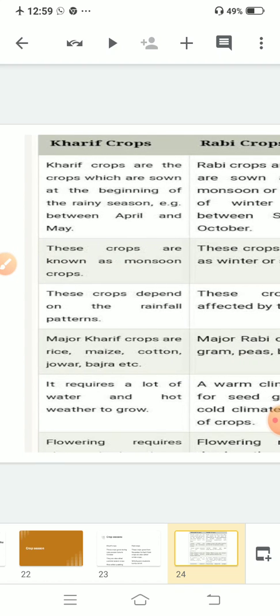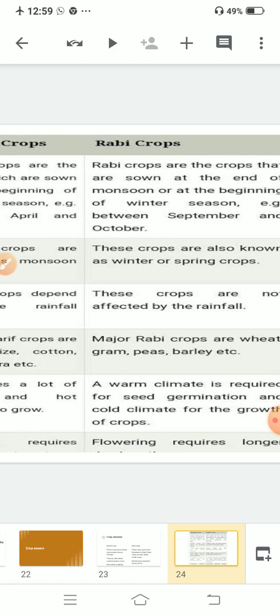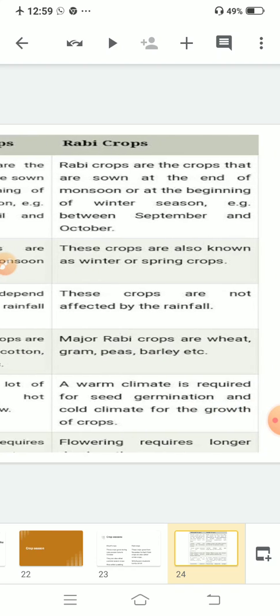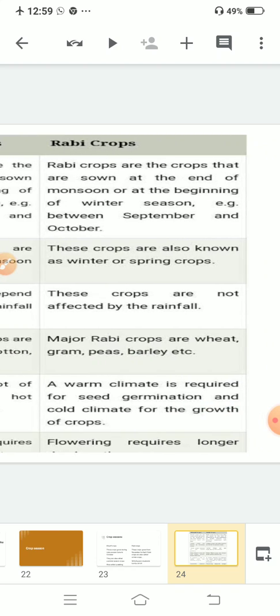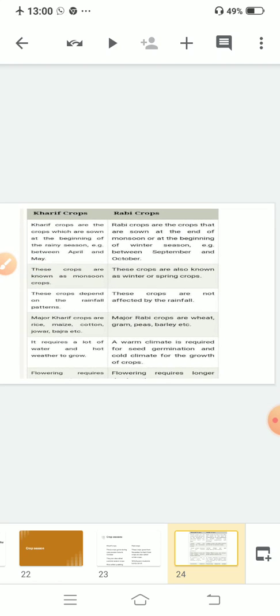It requires a lot of water and hot weather to grow, and it requires a warm climate for seed germination and a cold climate for the growth of crops. Flowering requires longer. I think this is clear to you. So with this, our topic is finished. Now we will continue this chapter in the next video.